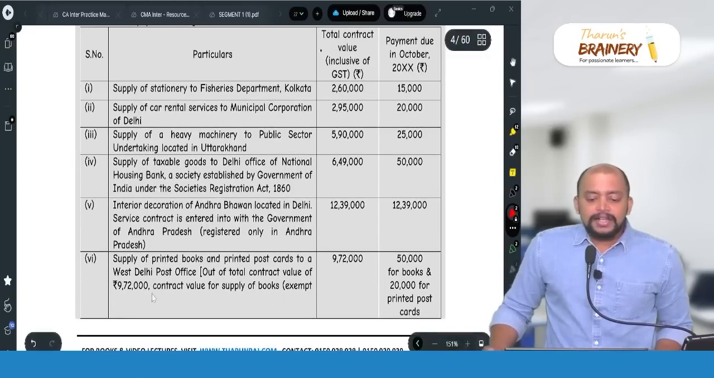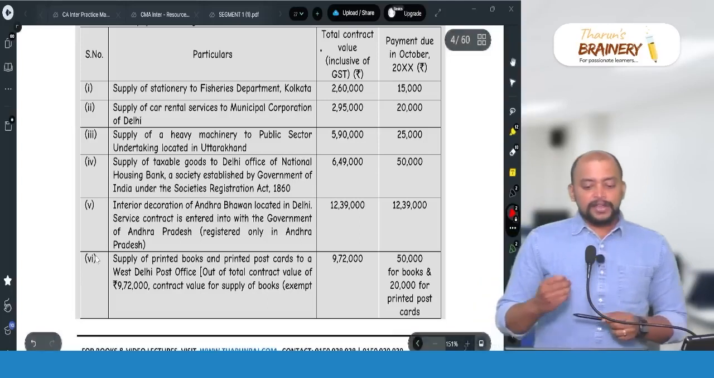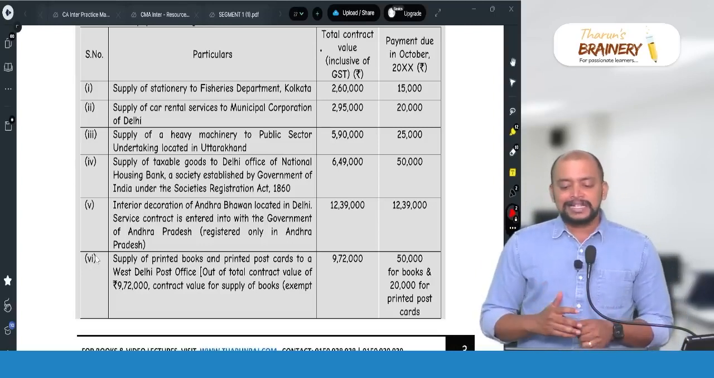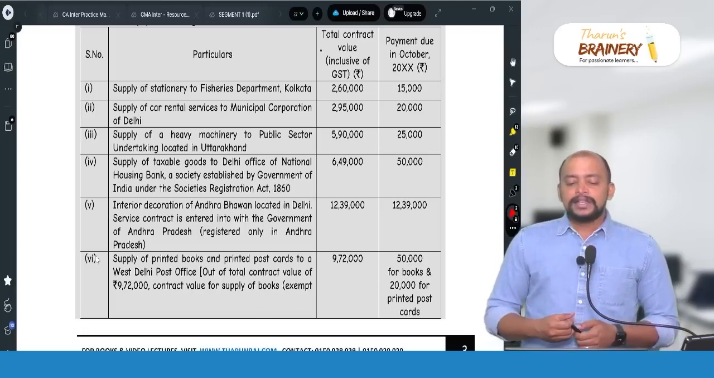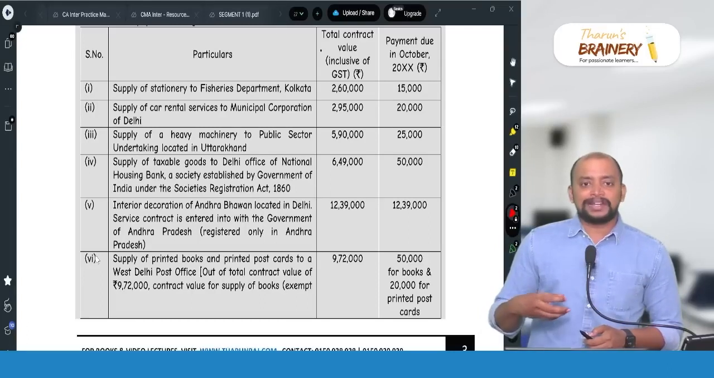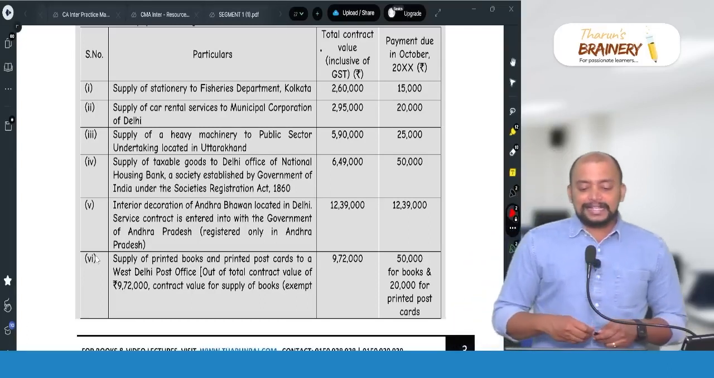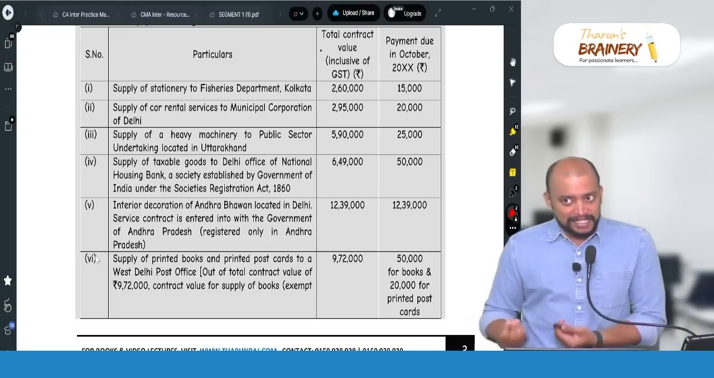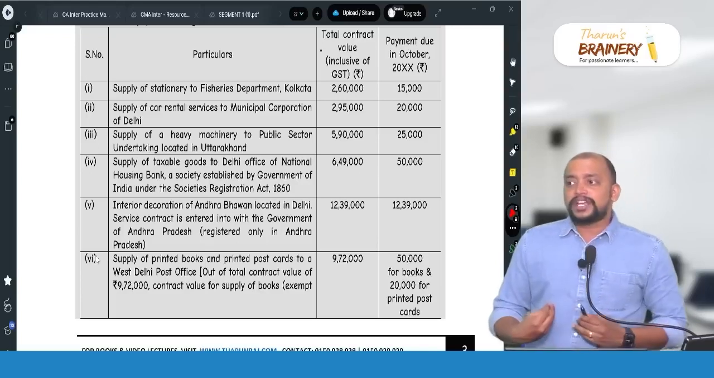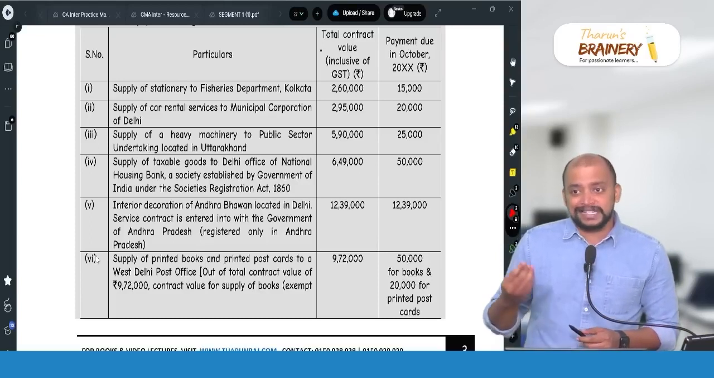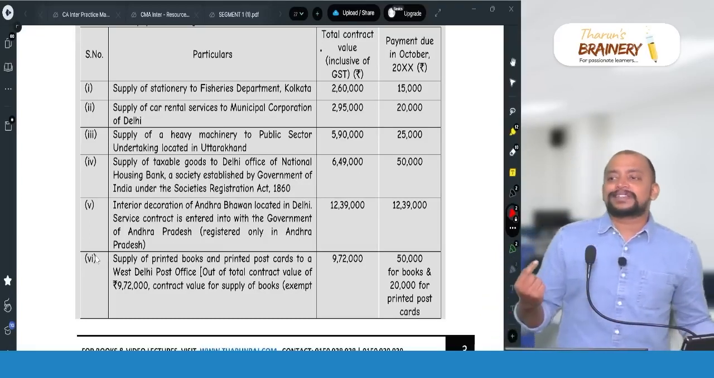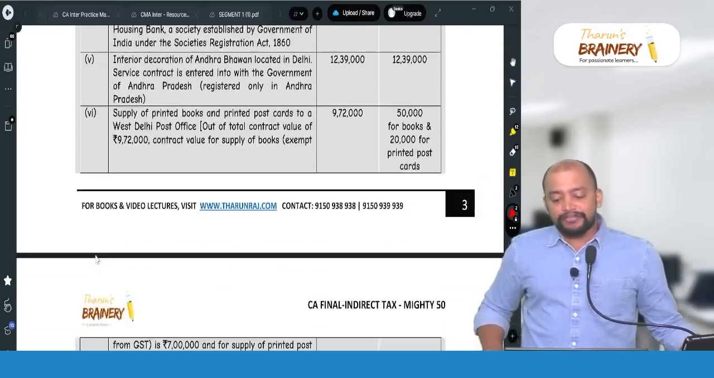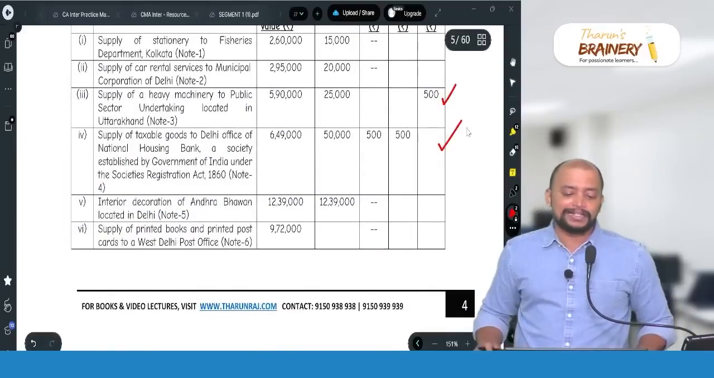Then next one, supply of taxable goods to Delhi office of National Housing Bank, a society established by Government of India under Society Registration Act 1860, 6,49,000. Now, in this case, supply to notified recipients where the value of supply under the contract exceeds 2,50,000, and this supply of goods, place of supply determined under section 10(1)(a) of IGST Act, the ending point of goods will be taken as a place of supply. In this case, a place of supply will be Delhi. Location of supplier Delhi, place of supply Delhi, therefore it will become intrastate supply and chargeable to CGST, SGST. So 1% payable towards CGST and 1% payable towards SGST on the amount remitted. The amount remitted is 50,000. So 50,000 into 1%, 50,000 into 1%, 500 and 500 will be taken.